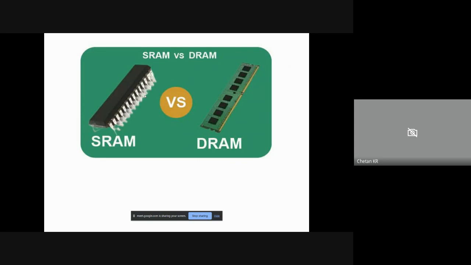Since it contains the boot code, which cannot be changed, we need some space which keeps changing for all our applications. All our applications require memory, and that memory is RAM, random access memory.